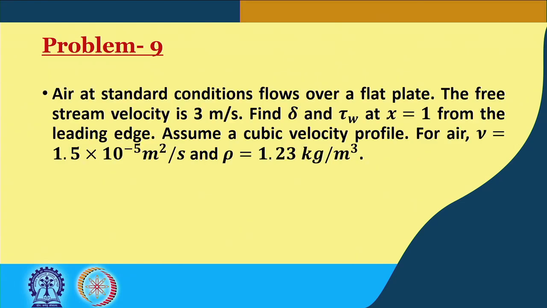We will see another problem which says that air at standard conditions flows over a flat plate. The free stream velocity is 3 meters per second. Okay, find delta and tau w at x is equal to 1 meter from the leading edge. Assume a cubic velocity profile. For air, nu is equal to 1.5 into 10 to the power minus 5 meter square per second and rho is equal to 1.23 kilogram per meter cube.